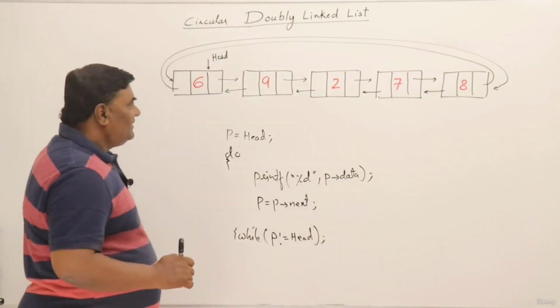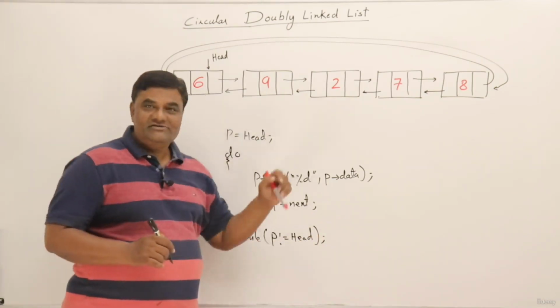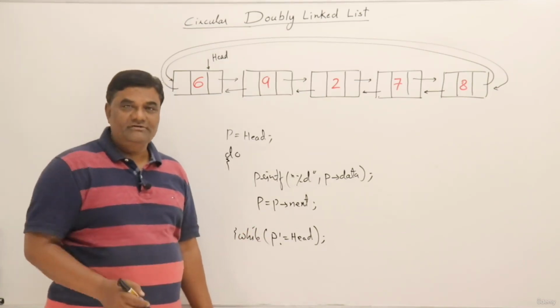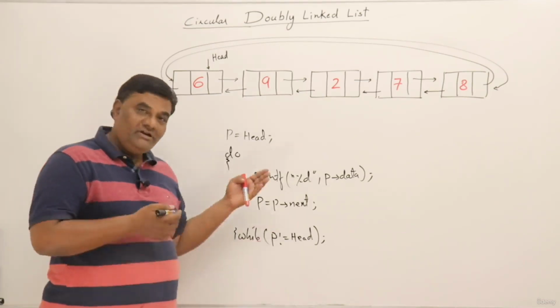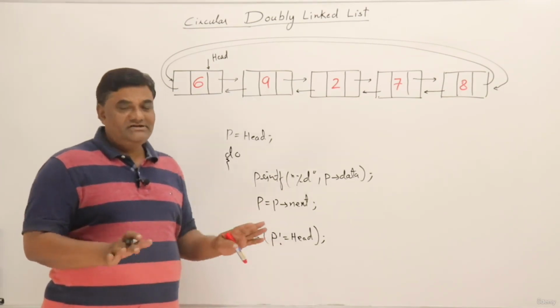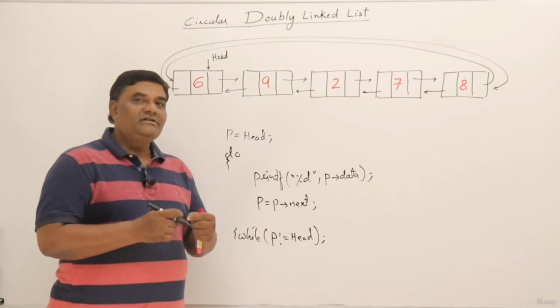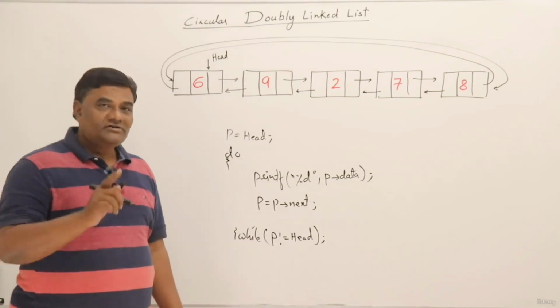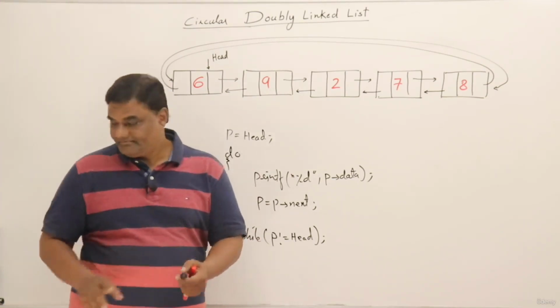If you remember, in a circular singly linked list also we used a do while loop because using a while loop it was not possible. So the same thing we have to do here also. Now the rest of the operations are similar. Now let me tell you a few important things related to insert operation. So let us look at insert operation.